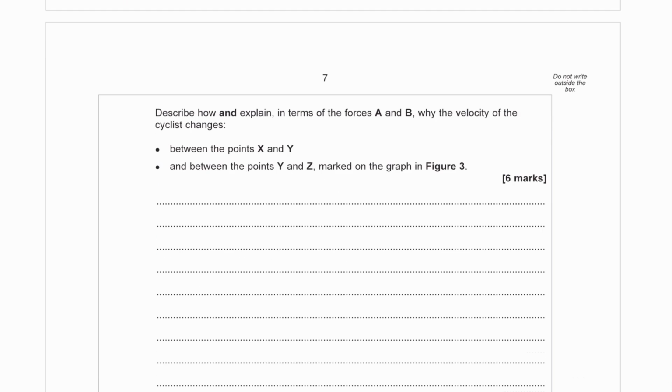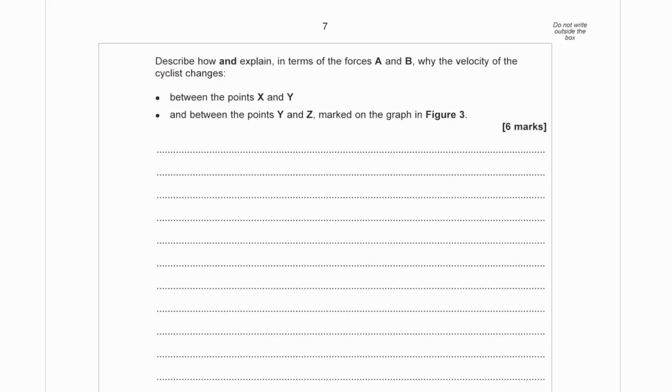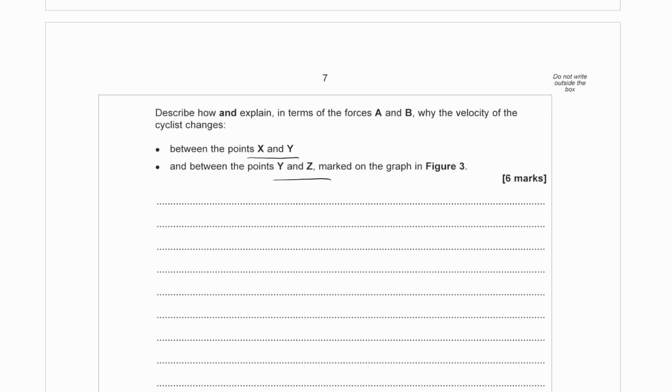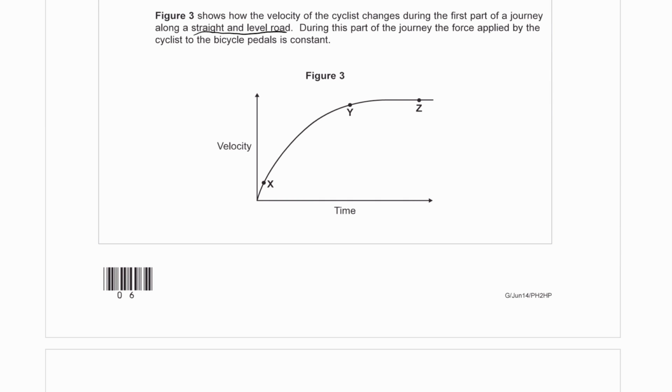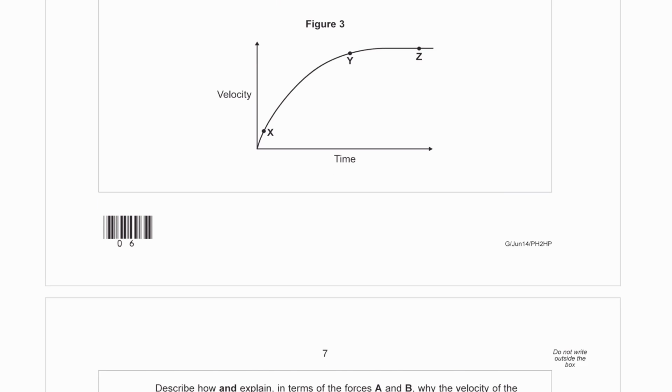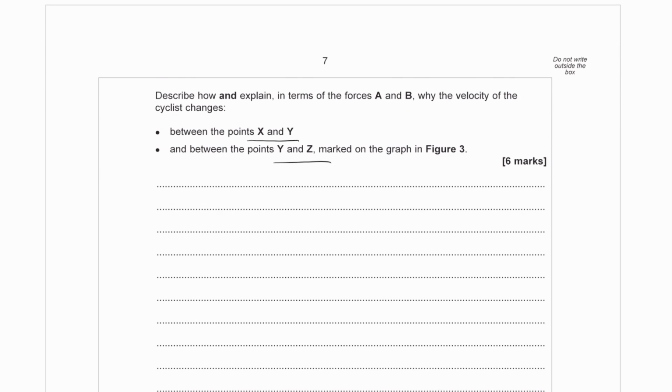This is page 7. It says, describe and explain, in terms of forces A and B, why the velocity of the cyclist changes between points X and Y, and between points Y and Z, all of which are marked on the graph. Between X and Y, we've clearly got the velocity increasing, and between Y and Z, the velocity is moving towards becoming constant. So let's have a go at explaining this. It's a 6-mark question.